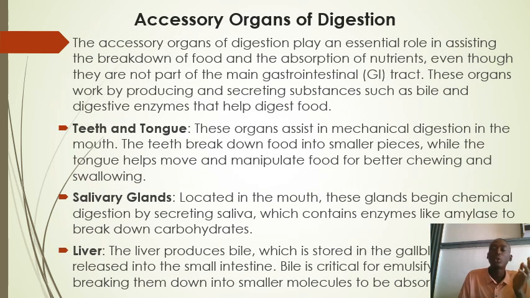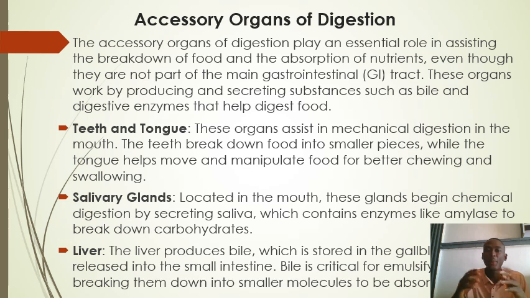So now let us look at the accessory organs of digestion. The accessory organs of digestion play an essential role in assisting the breakdown of food and absorption of nutrients. Even though they are not part of the main GI tract, these organs work by producing and secreting substances such as bile and digestive enzymes that help digest food.